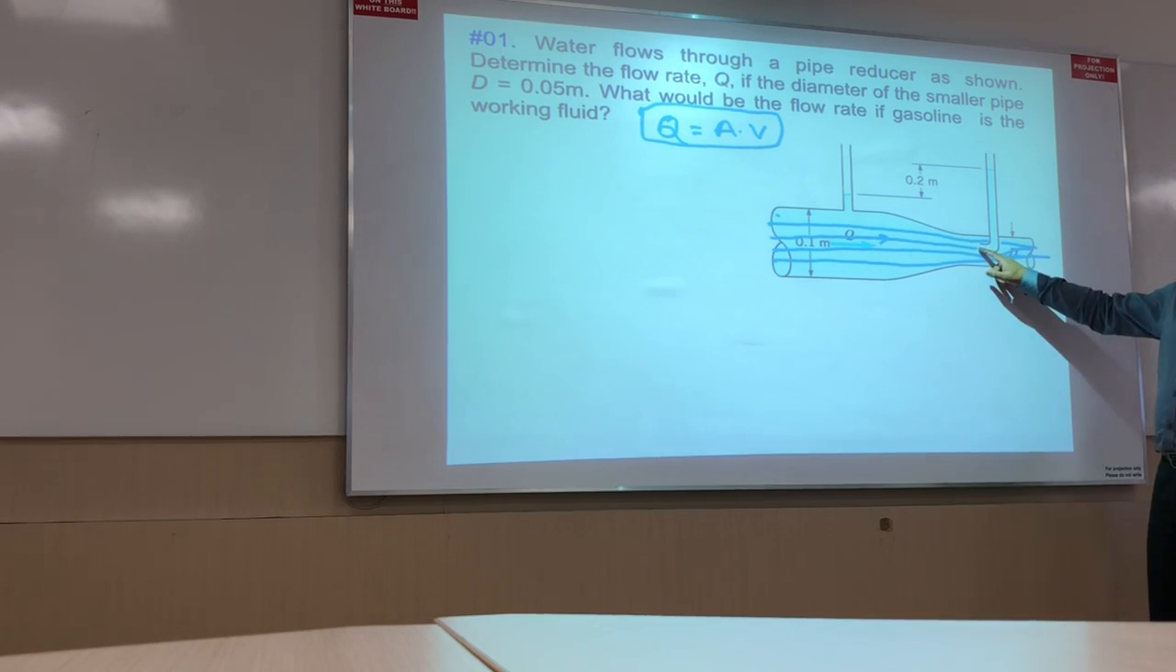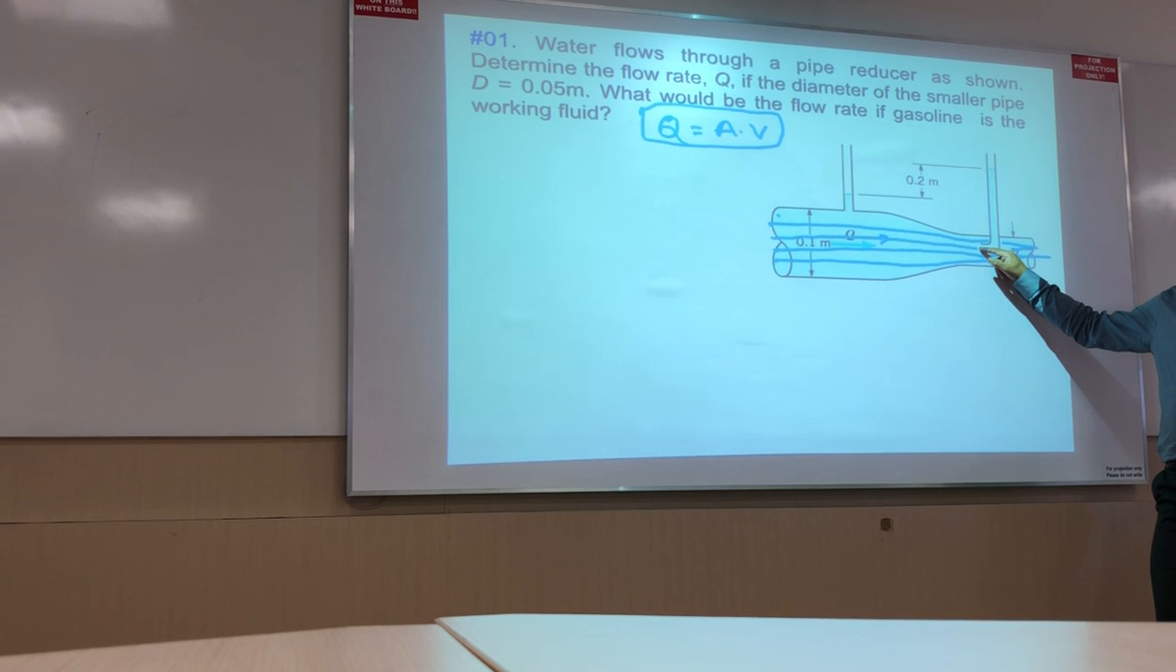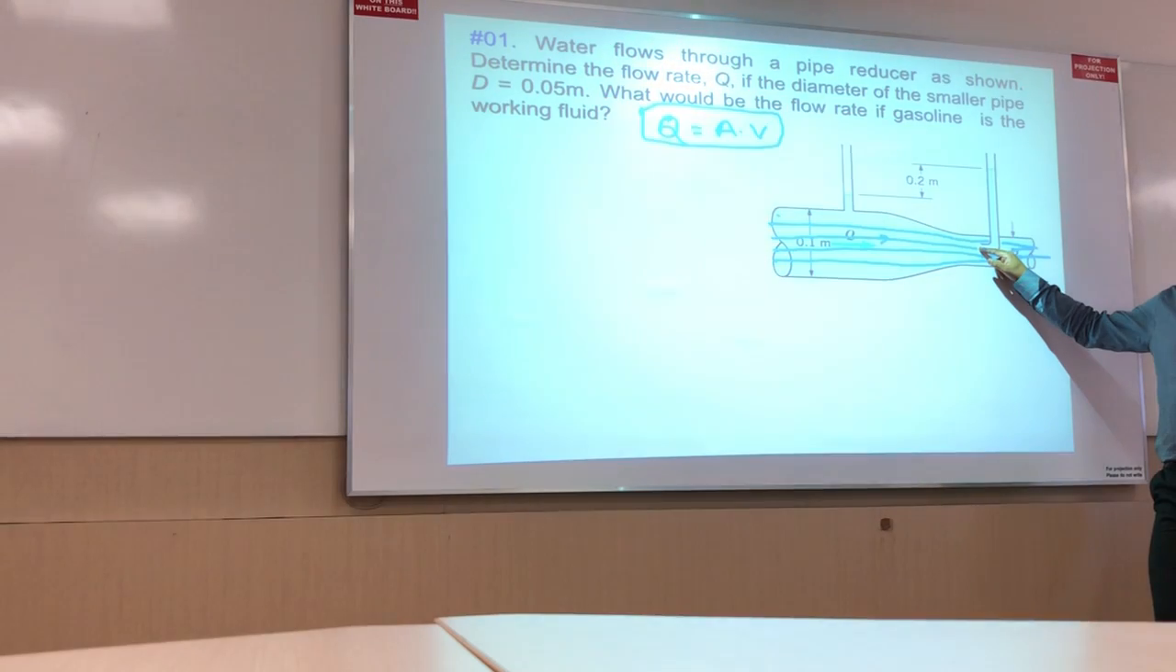Okay, if I choose the point here, is it good or bad? Why? Velocity 0. Why is velocity 0 here? Stagnation point.